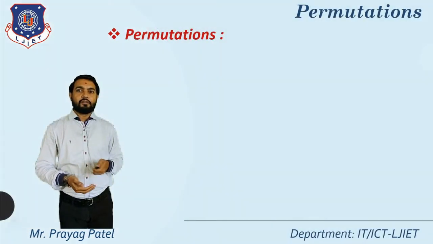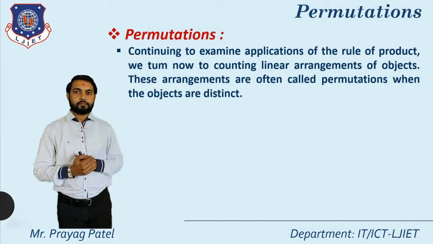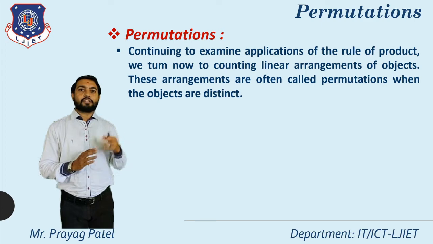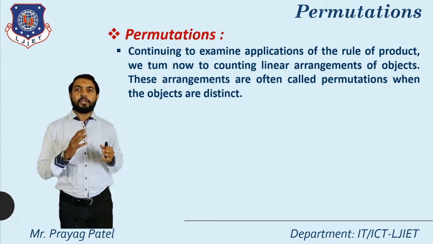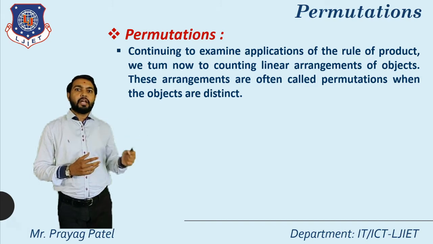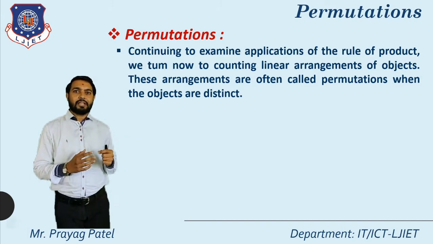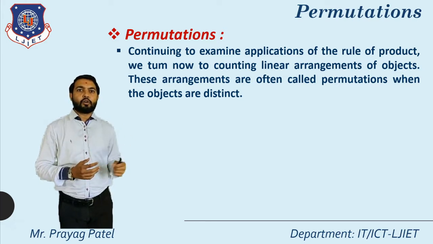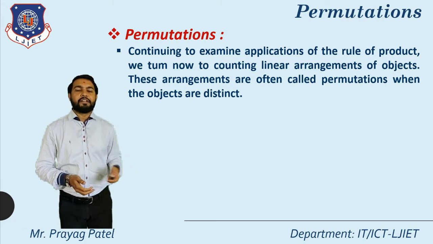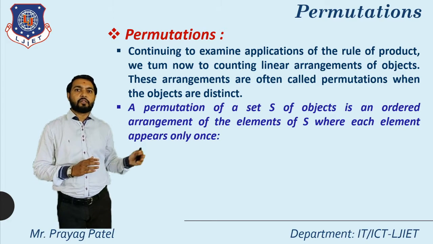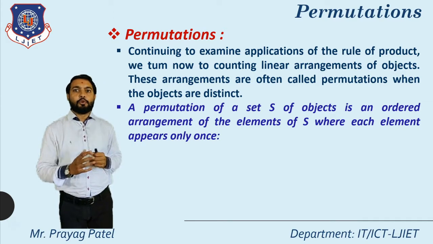Now in permutation, here we first discuss what a permutation is. Permutation means the possibilities of a sequence, or arrangement of objects. Continuing to examine applications of the rule of product, we turn now to counting linear arrangements of objects. So a permutation is simply a linear arrangement of objects. These arrangements are often called permutations when the objects are distinct. So for distinct objects, we have to arrange the objects in some sequence, in a linear order. It is called the permutation.